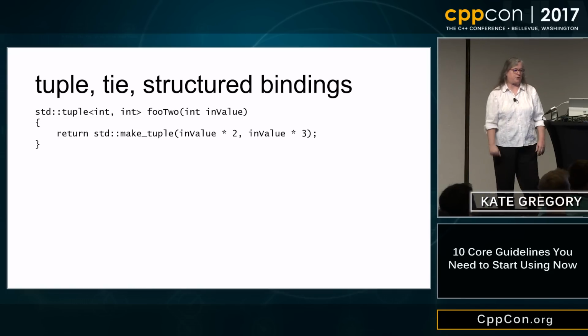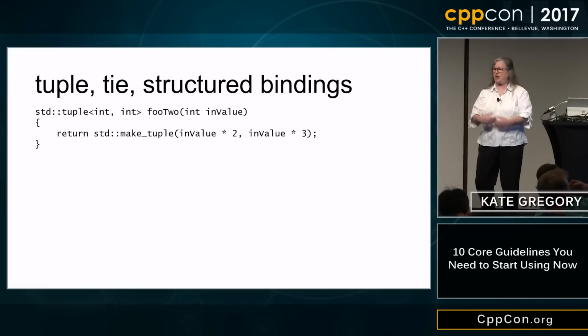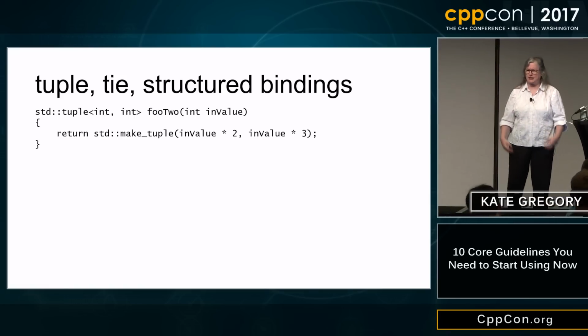So here is our version of foo that returns a tuple. And it uses make tuple to, well, make a tuple. I'm sorry that the language has become easy to understand and sensible like that.